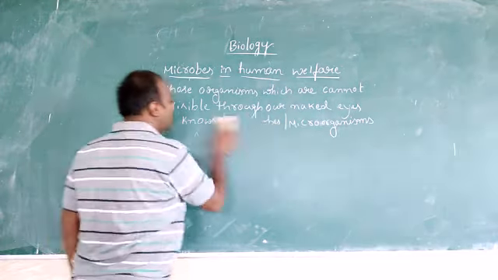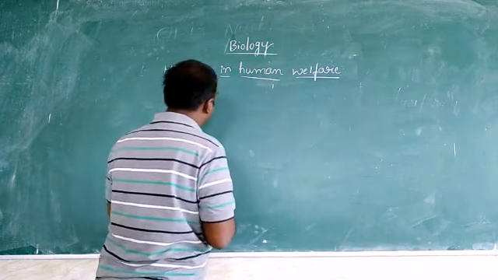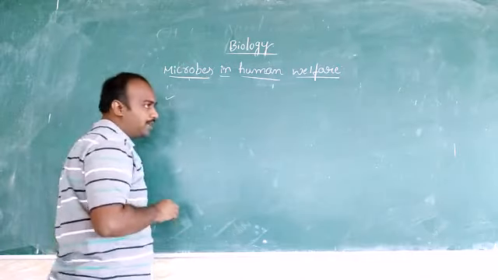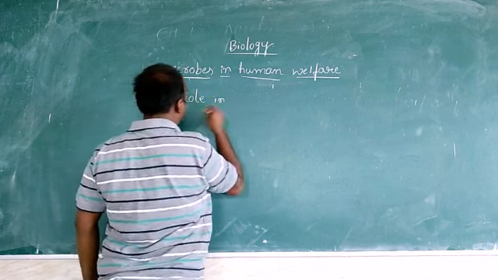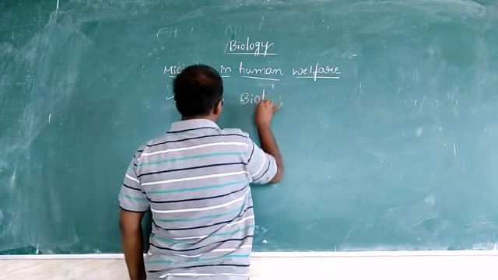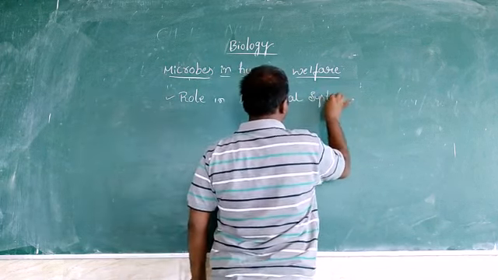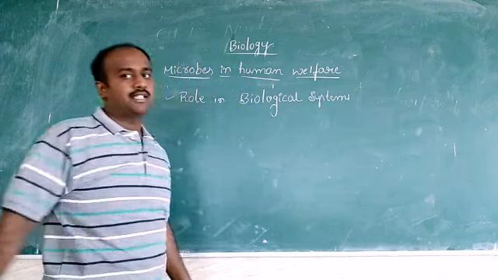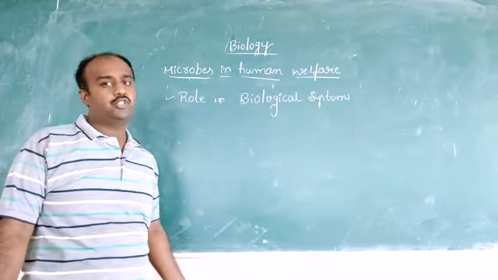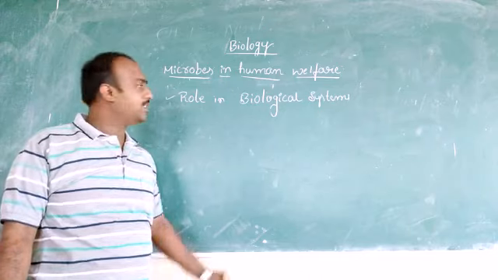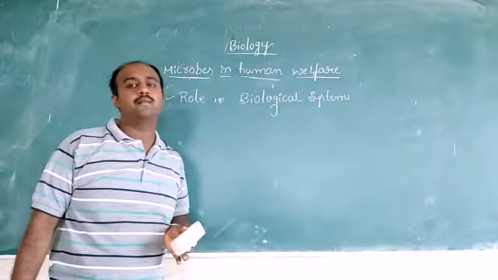Next, microbes play a major role in biological systems. Microorganisms play a major role in the biological system. The biological system includes plants and animals. In the natural system, plants and animals are there, and along with them microbes are also very important.